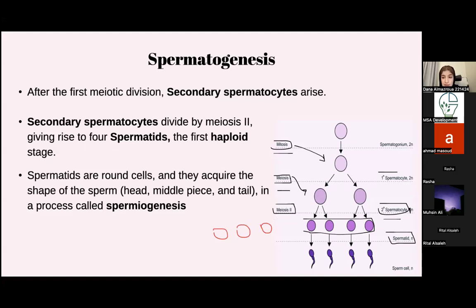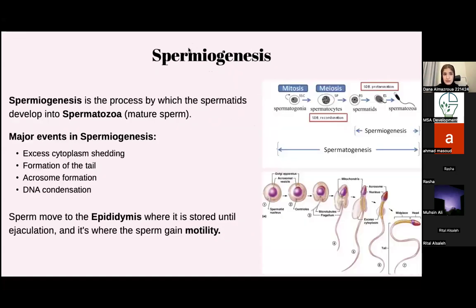So how does a spermatid become the mature sperm that we know? This is another process that's called spermiogenesis. So we have spermatogenesis, which is the whole thing, and then we have spermiogenesis as a part. Now, if we go deeper in spermiogenesis, so spermatogenesis is this whole thing.